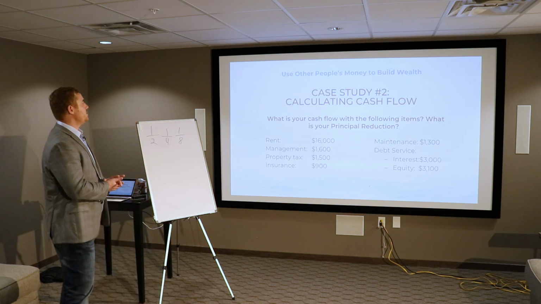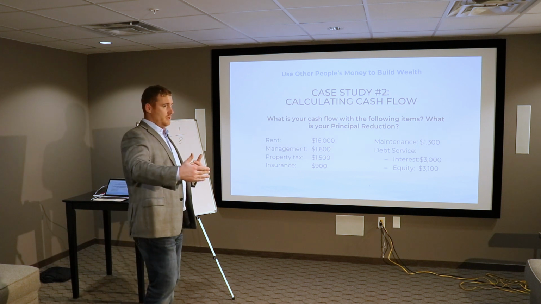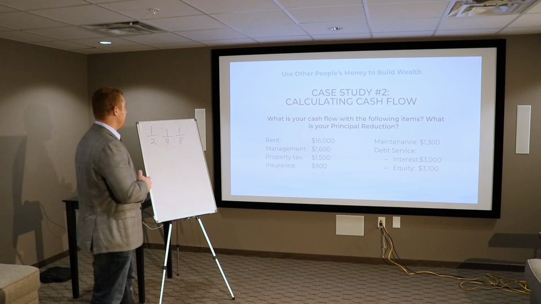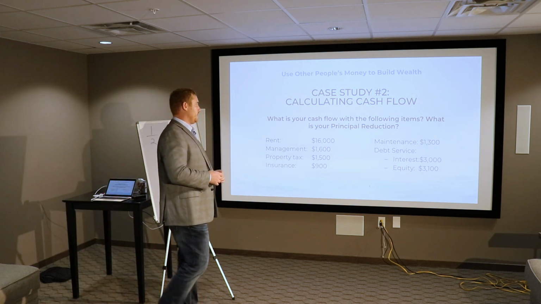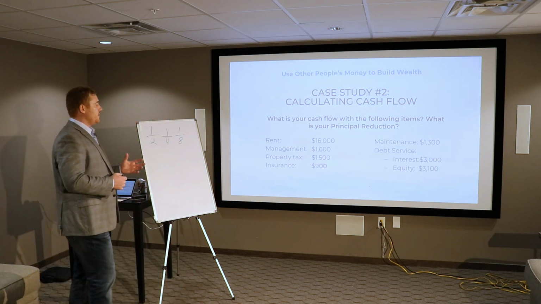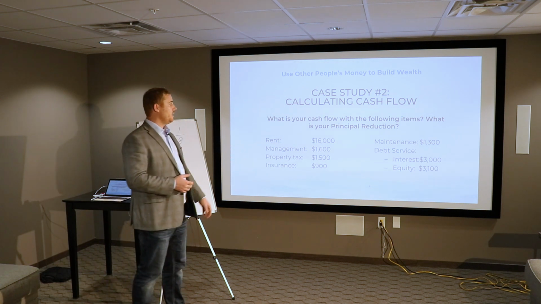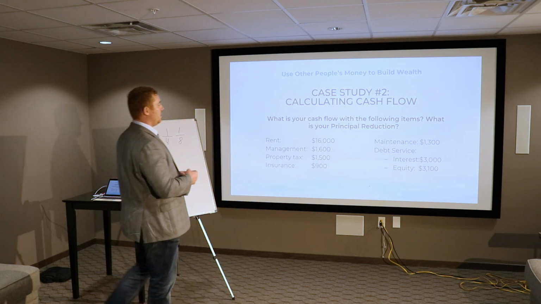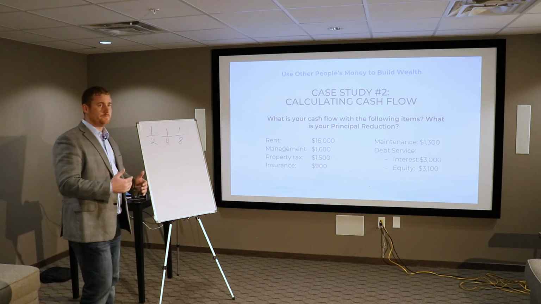All right, so let's move into case study number 2. In this particular one, we're using the same property for the next 3 case studies, and we're just going to make minor variations so we can compare and contrast. So the question you have to figure out in this one is, what is your cash flow with the following items? And second of all, what is your principal reduction? So go ahead and figure that out, but essentially what we have is rent, and then basic expenses, and then the debt service split by interest and equity. So figure it out by yourself, and then I'll see you on the other side and we'll walk through it together.